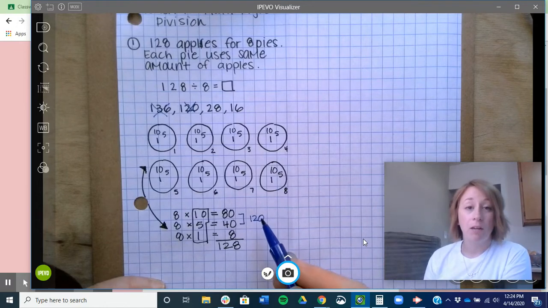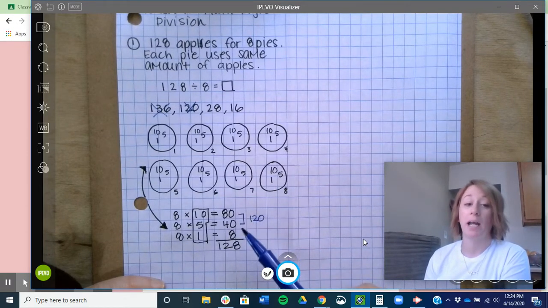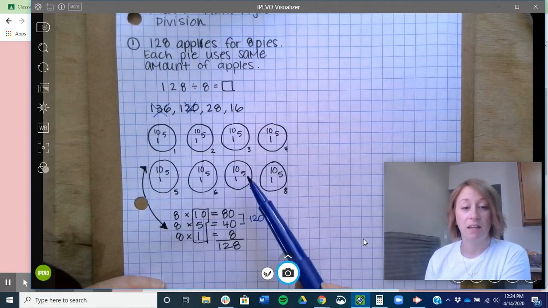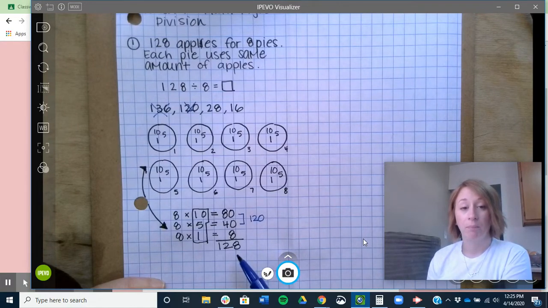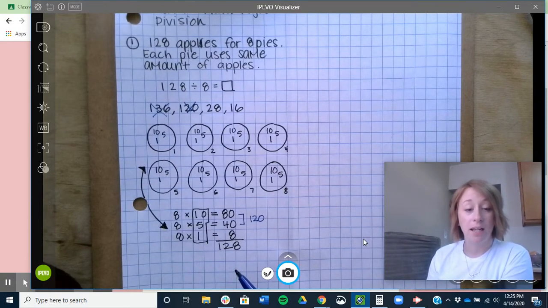We only had 8 apples left, so then that way I could just put 1 apple in each pie. 1, 2, 3, 4, 5, 6, 7, 8. 8 pies with 1 apple in each pie would result in 8 more apples. So 120 plus 8 made 128. I've now divided up all of the apples into all of the pies.